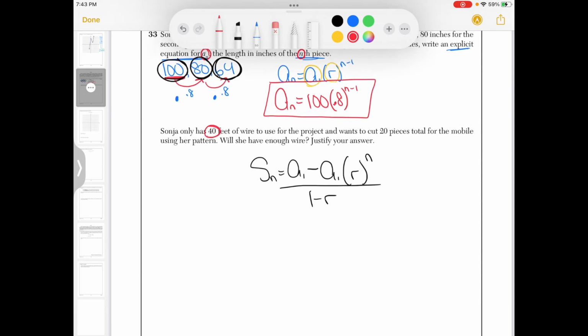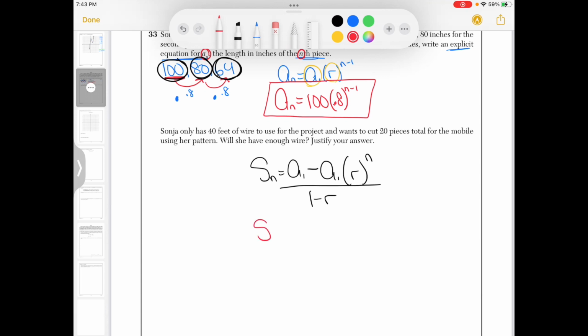So now I'm going to plug all of this in. The 40 right now is not something I'm going to plug in. It's telling me how much she has, and it's asking me if she has enough. So what I'm trying to determine first is how much she's going to need, and then we'll find out if she has enough. So plugging in the information I know.